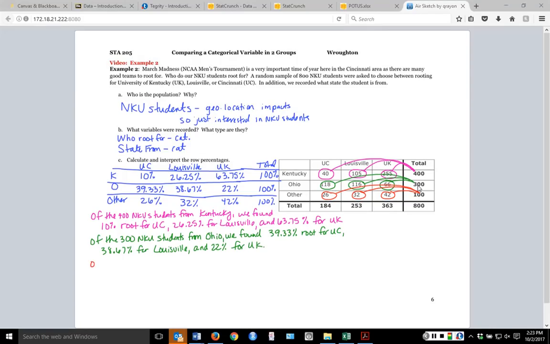And then finally, of the 100 students from another state, we found 26% root for UC, 32% for Louisville, and 42% for UK. That is interpreting our row percentages.